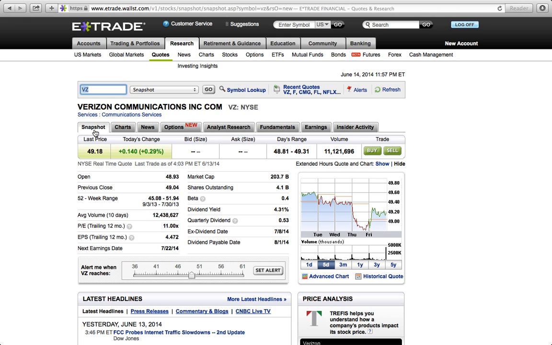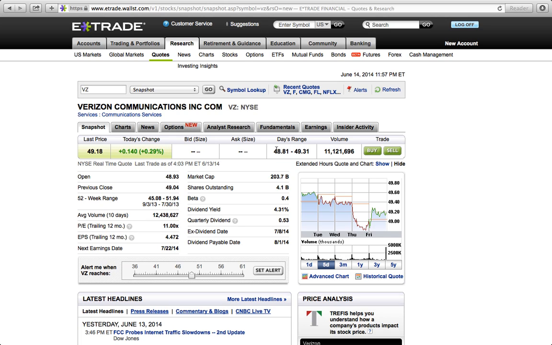And right here you have the snapshot. The snapshot is going to give you the last price traded. That means today is Saturday, so on Friday, the last person that bought a stock before the bell rung paid $49.18. And today's change on Friday, the stock increased by 14 cents, which is 0.29%, right?